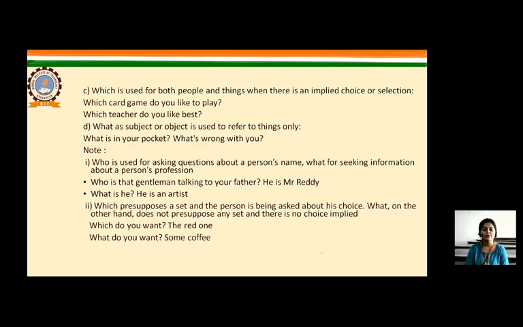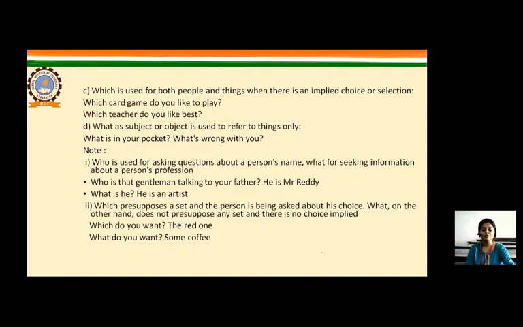Then you have which, which presupposes a set and the person is being asked about his choice. As I already told you, whenever you are using which, you have a choice out of maybe n number of things that you have as options. So what, on the other hand, does not presuppose any set and there is no choice. Like if you are asking what is he, so he must be doing one particular category of job. What is in your pocket? So there must be something, one thing might be in your pocket. You don't have options that you can keep and then tell later. What you already have, that only you can answer.